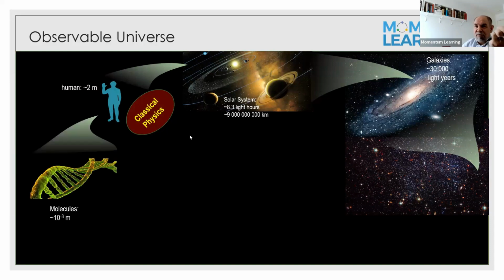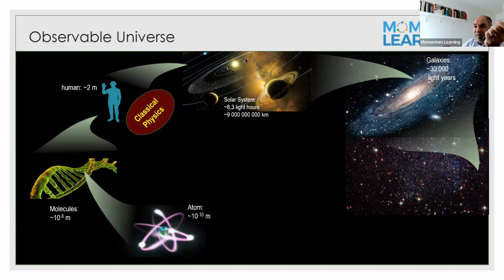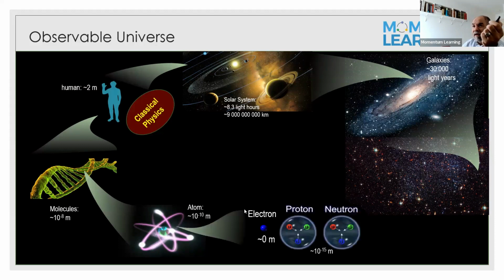Even in smaller scales, we have molecules, large molecules, small molecules, and then atoms, even smaller. Molecules have an average size of 10 to the negative 8 meters. Atoms have sizes of 10 to the negative 10 meters. We call it 1 angstrom, another distance unit. And then in even smaller scales, we have subatomic particles, electrons, protons, neutrons, that make up all the matter we know of, the ordinary matter.